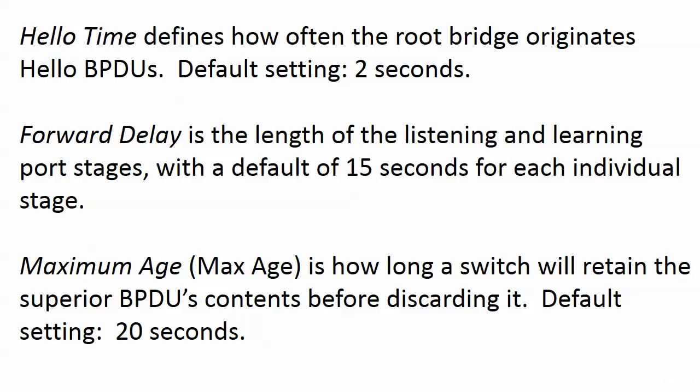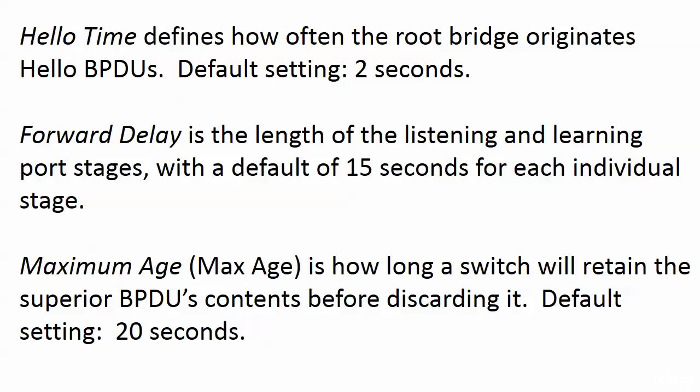Forward delay is built in to help avoid switching loops. It's the length of the listening and learning port stages. Remember, we saw those two between blocking and forwarding. We talked about how we don't go straight from blocking to forwarding because of the problem of a potential switching loop. Each stage is 15 seconds. So when you change the forward delay, you are changing the length of both the listening and the learning stages. So you're looking at 30 seconds overall there by default, 15 seconds in each stage.